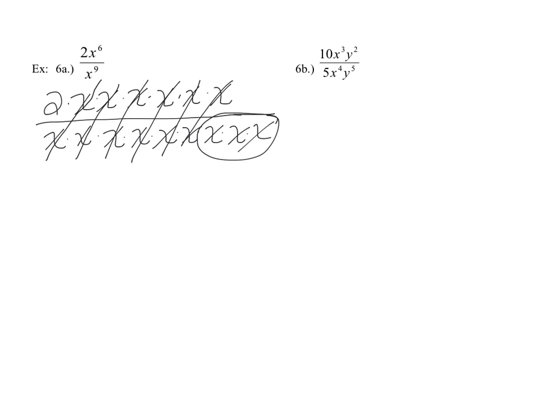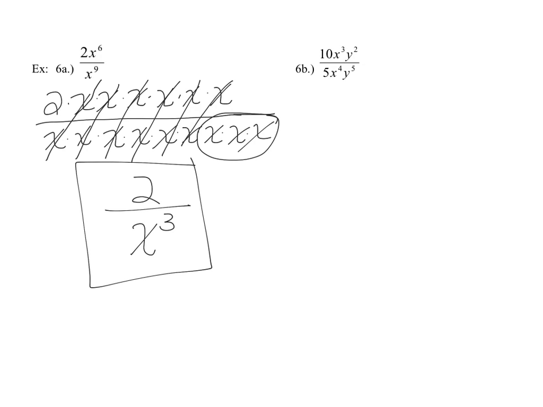So this is a fraction. So my final answer, on the top I have a 2. On the bottom I have x to the third. So my answer is 2 over x to the third. Now let's go ahead and take a look at 6b.